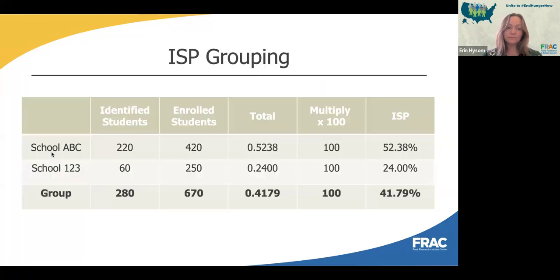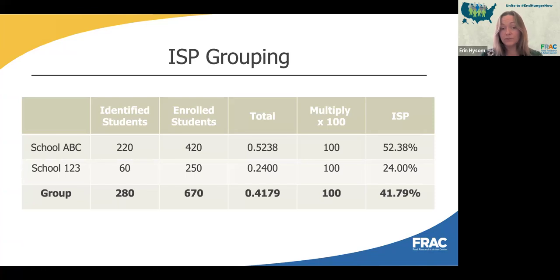So let's look at that ISP calculation again, but this time factor in grouping. As we saw on the previous slide, school ABC can adopt community eligibility individually because their identified student percentage is above 25%. It's 52%. School 123 was not able to implement community eligibility because their individual identified student percentage was below the participation threshold.